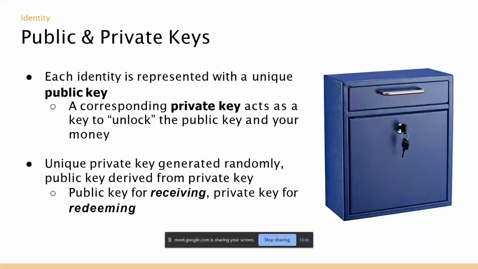Public key for receiving and private key for redeeming. Both the public key and the private key are unique, and you should never share your private key with anyone.